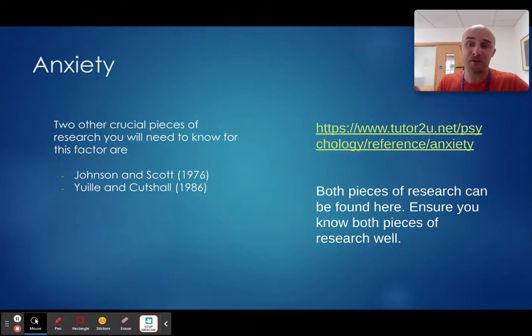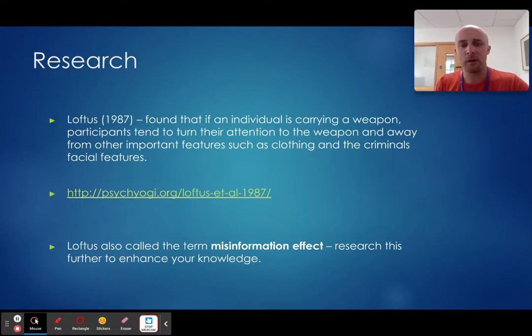You need to know Gabbert 2003 for post-event discussion, and Johnson and Scott plus Ewell and Cutshall for anxiety as well. Johnson and Scott is one of my favourite studies. I love Johnson and Scott. I think it's brilliant. They show how anxiety plays quite a critical role in the recall of eyewitness testimony.